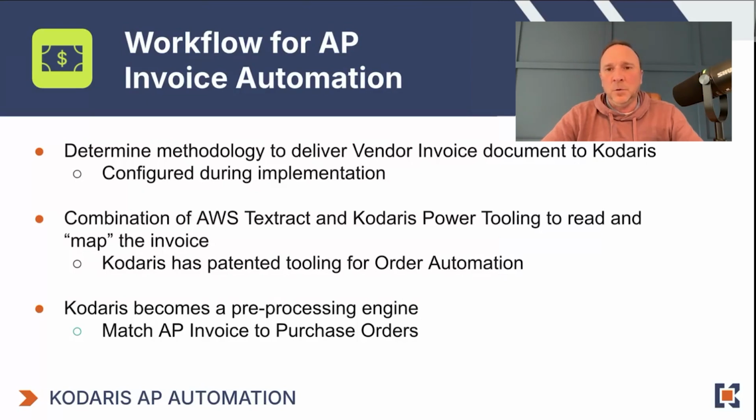The next thing we're going to do is read the email and read any documents or attachments associated with that email, leveraging a combination of tool sets. We are using some AWS tooling called Textract. Textract leverages artificial intelligence to read documents and extract the data and then allow that data to be used in other ways. We combine that with some Coderis tooling, what we call our power tooling, where we can create additional rules or mapping above and beyond the AWS Textract artificial intelligence tooling.